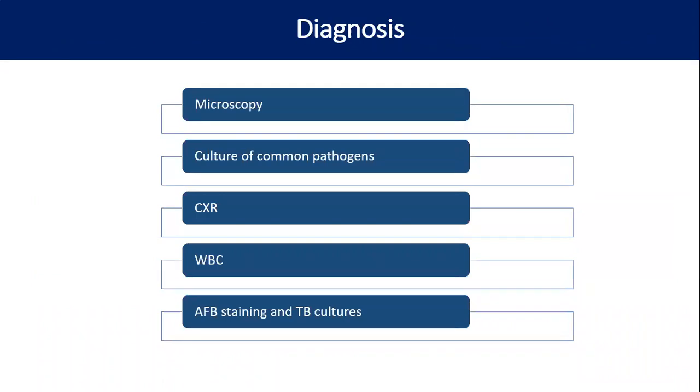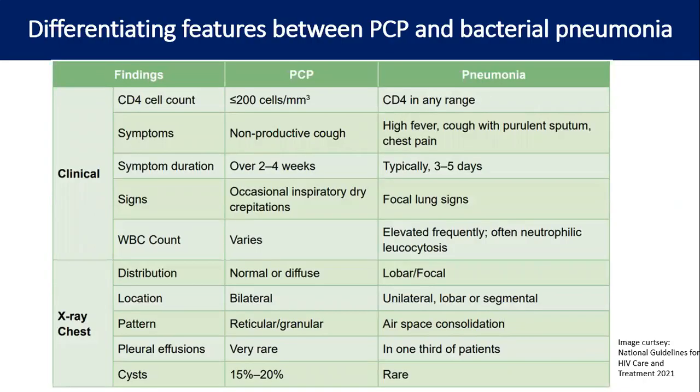So for diagnosis, we need microscopy, culture of common pathogens, chest X-ray, WBC, AFB staining, and TB cultures. Differentiating features between PCP and bacterial pneumonia is very important.